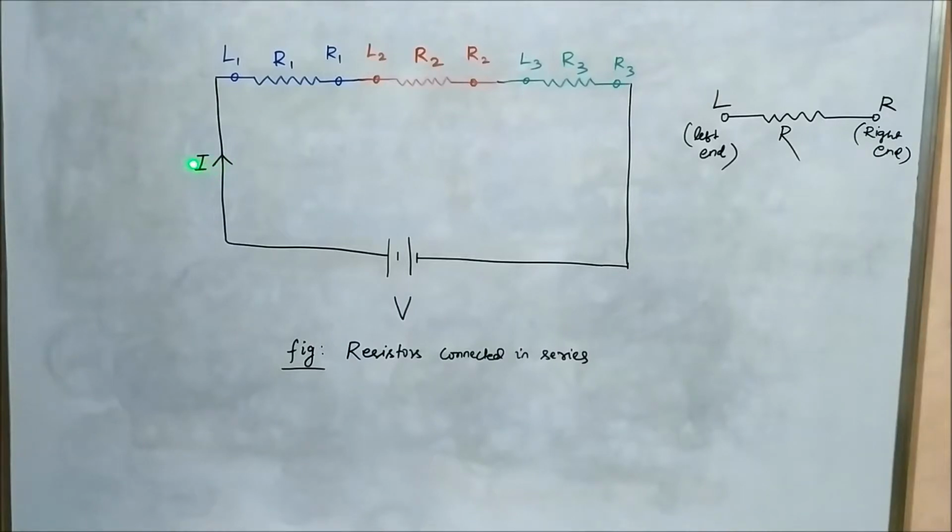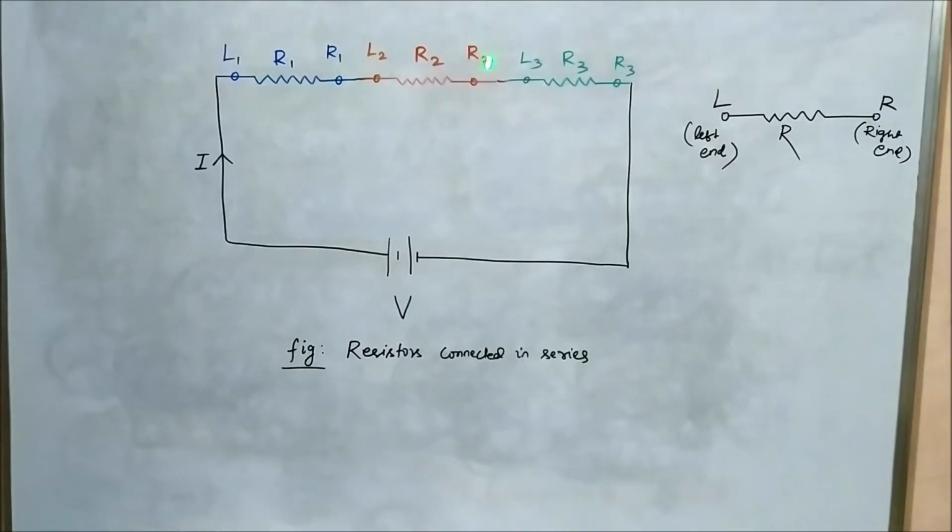Now you can say that the current flowing through each of these resistors R1, R2 and R3 will be the same. The current flowing through R1, R2 and R3 will be the same. Now here L1, R1, L2, R2, L3, R3 represent the left and right ends of each of the resistors R1, R2 and R3. Don't confuse them with any other thing. It simply means the L represents the left end, the R represents the right end. Here the right end of R1 is connected to the left end of R2, the right end of R2 is connected to the left end of R3 and so on.